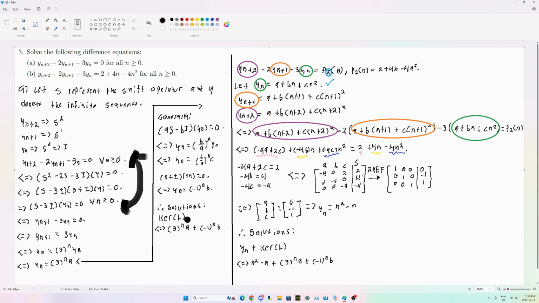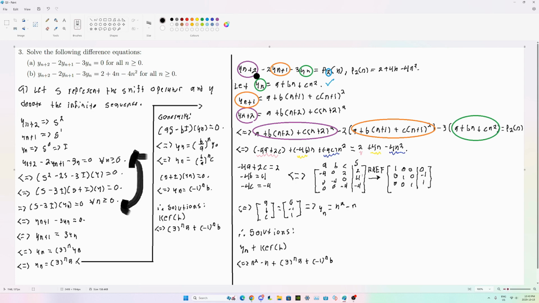So therefore the solution, since this was equal to 0, is just going to be the kernel of our system, which is the same as saying 3^n a plus (-1)^n b. 3b is very similar to 2b, except we're just going to approach it differently.